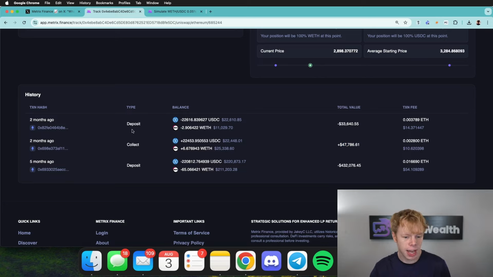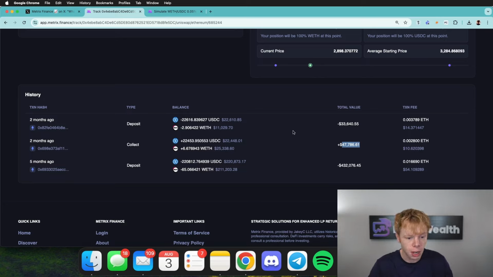Now, if we dive into these transactions, you can see they actually deploy this $33,000 at the same time they collected this $47K. They're basically compounding about 75% or 70% of their overall earnings. And that's their strategy. The rest they're taking as profit. Maybe they're living off of it. Maybe they're trying to build a passive income stream that they could retire off of. Who knows? Maybe they're just investing at the end of the day.